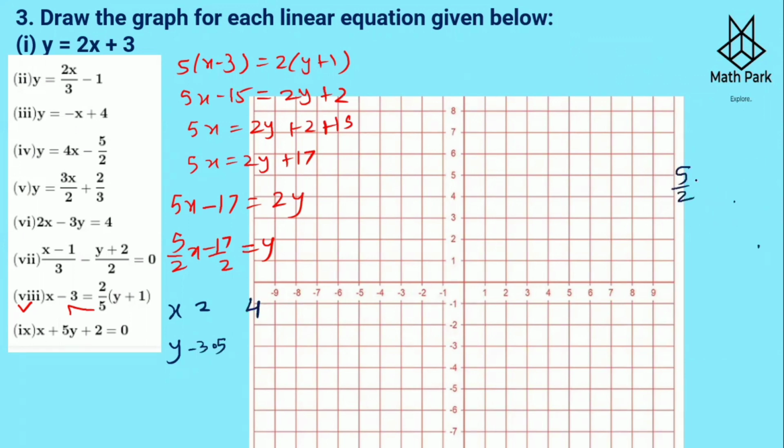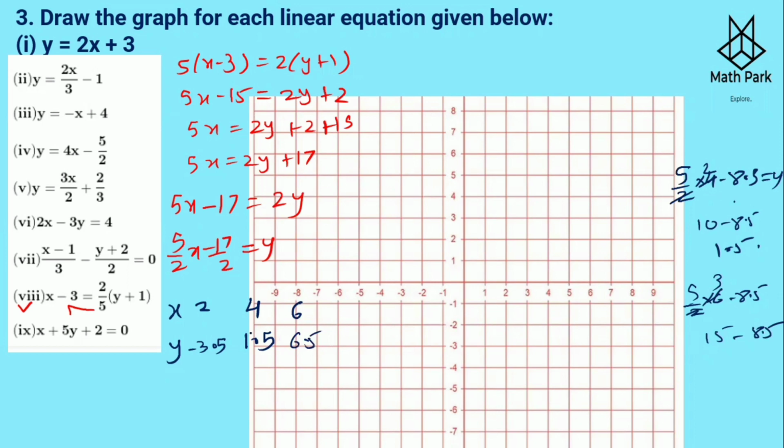Okay, let us take x is equal to 4. So we have 5 upon 2 into 4 minus 8.5 is equal to y. 2 ones are 2 and 2 twos are 4, 5 twos are 10, and 10 minus 8.5 is 1.5. So if x is equal to 4, you get y is equal to 1.5. If I take x is equal to 6, so 5 upon 2 into 6 minus 8.5. 2 threes are 6, 5 threes are 15, and 15 minus 8.5 you get as 6.5. So if x is equal to 6, you get y is equal to 6.5.